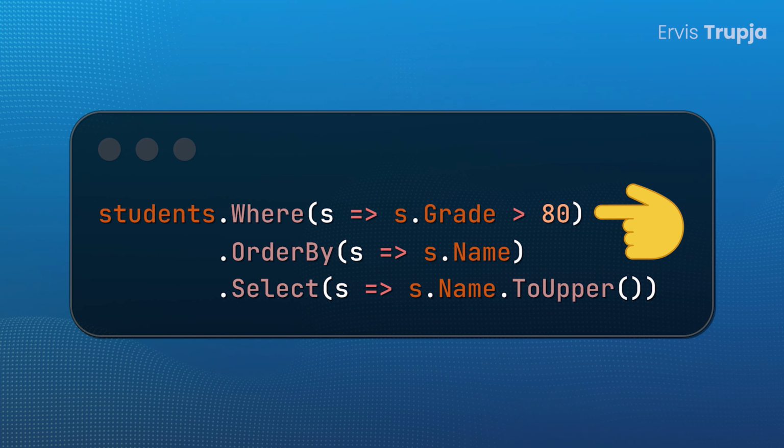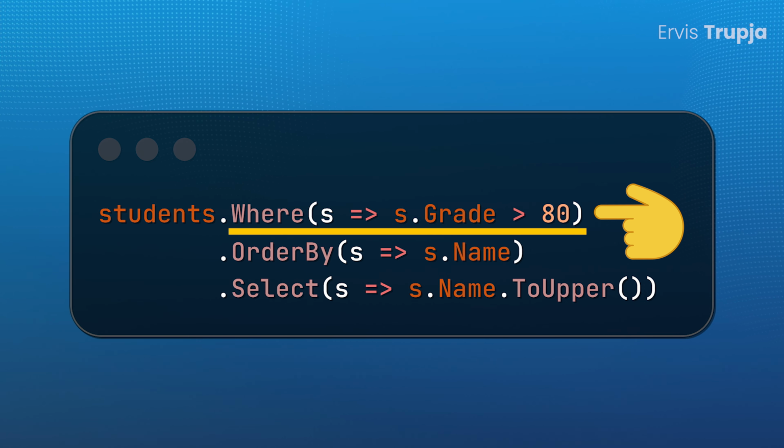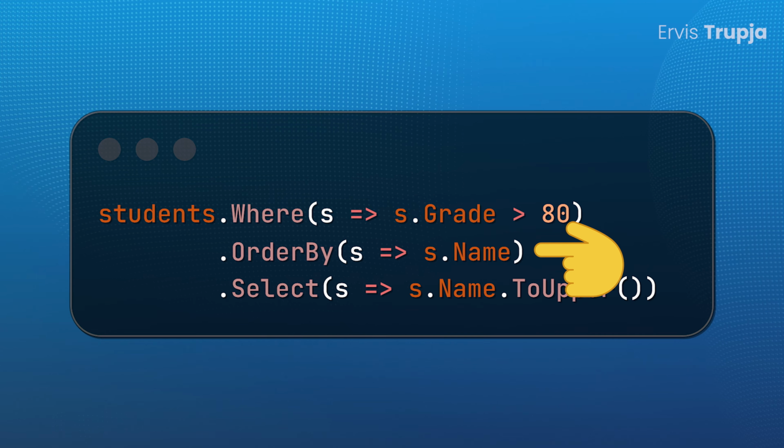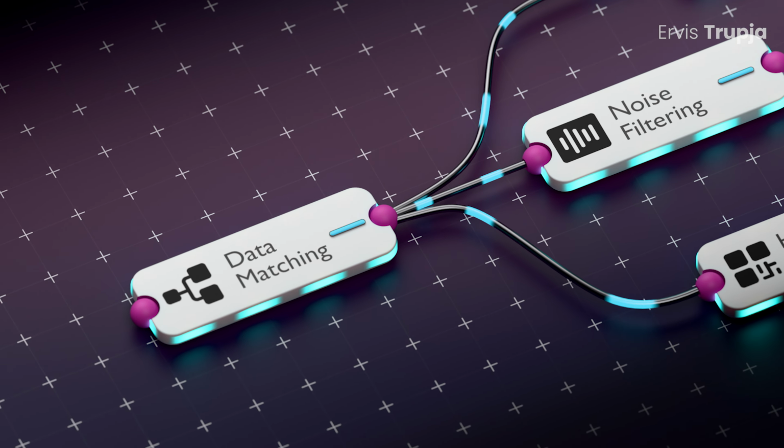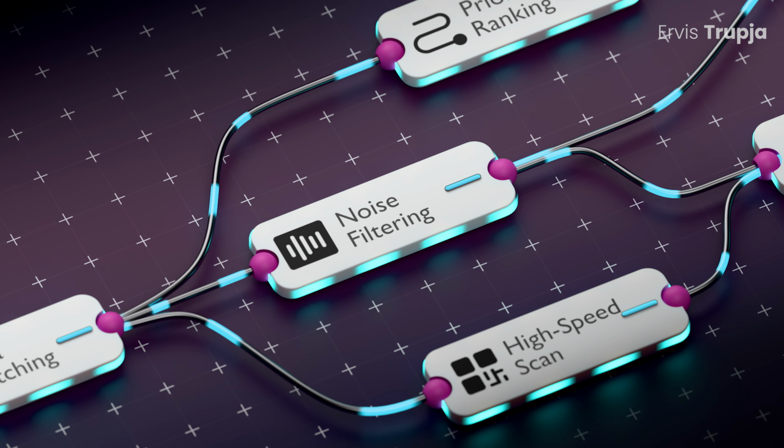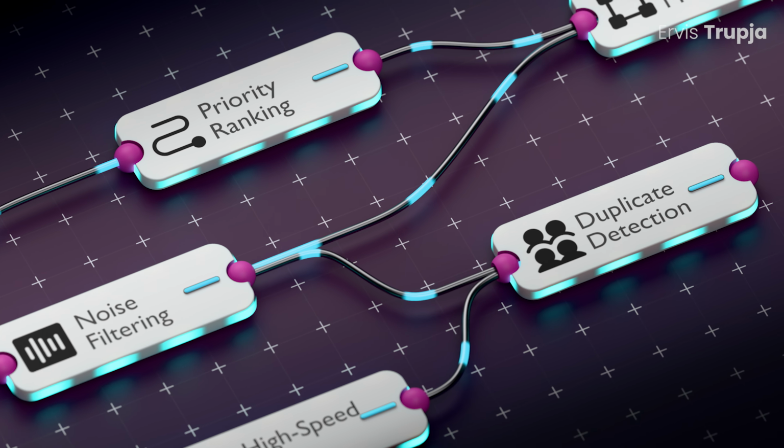You can write something like this, which is going to filter students by grade, sort them by name, then transform names to uppercase. Each operation feeds into the next, creating a data processing pipeline.